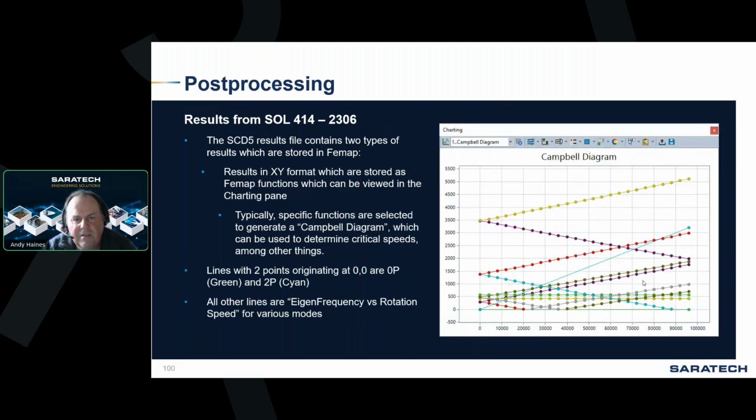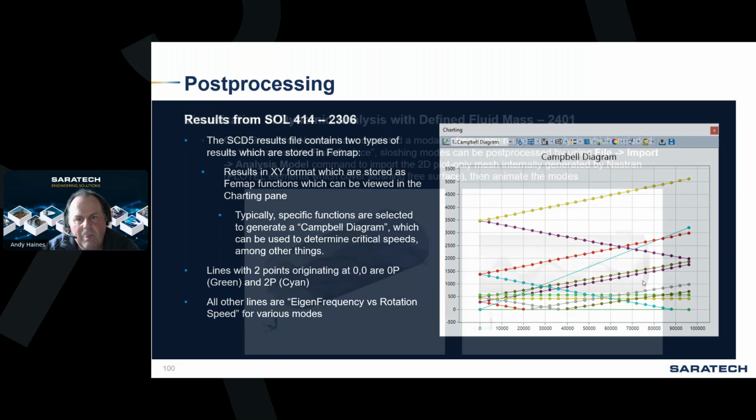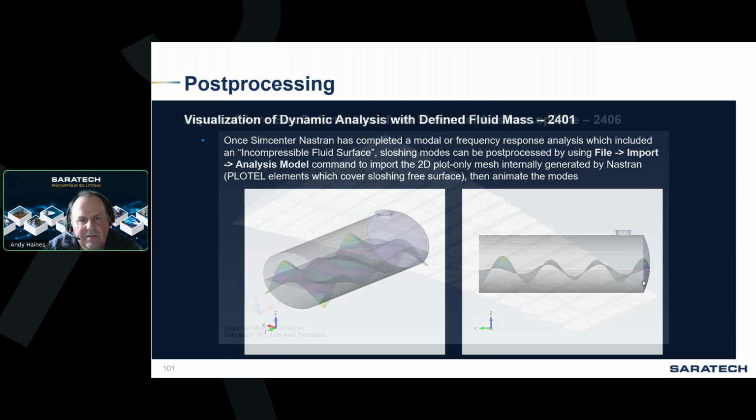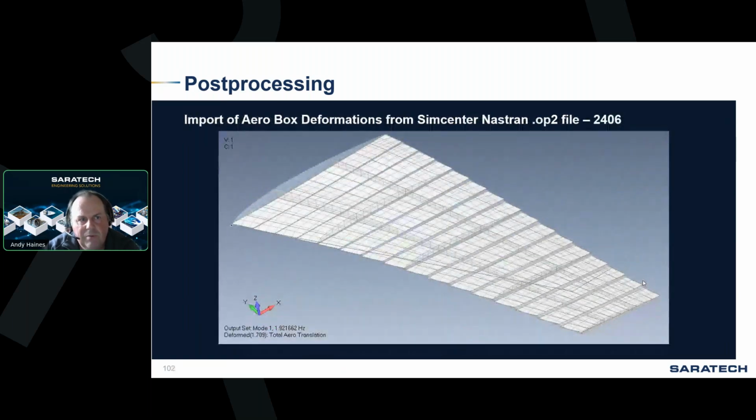Another type of data that comes back, and that you'll find in the output tables, is Campbell diagrams. That's a visualization of the dynamic analysis of the sloshing modes. We'll also now import aero box deformations from the Simcenter OP2 file. Before, we were only getting those from the F06. So that's a big thing for flutter analysis.